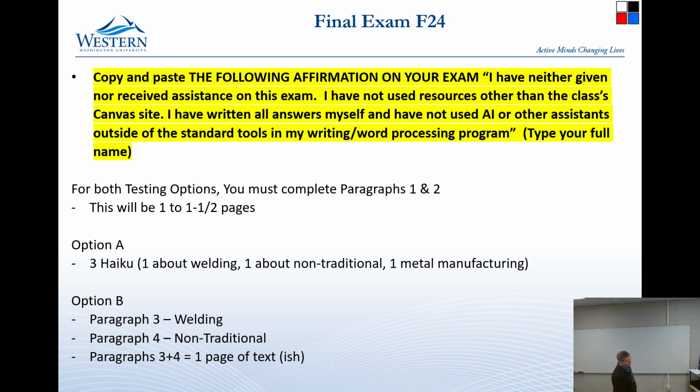It is highlighted in yellow, and you need to copy it and paste it onto your exam, and then type your full name at the end saying that you agree with it. So it is just saying the only resource that you may use is a class Canvas site. So it's saying that you have answered everything yourself, haven't talked to other students about it, haven't used any AI or other assistants outside of those standard ones that are in Word. So you're welcome to use grammar checker and spell check in Word.